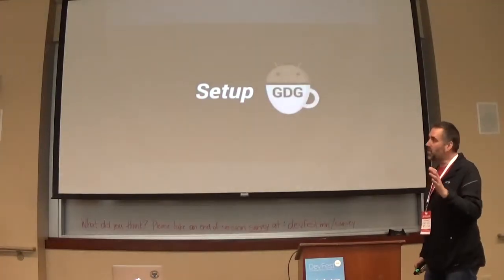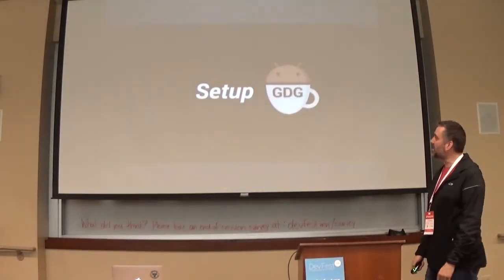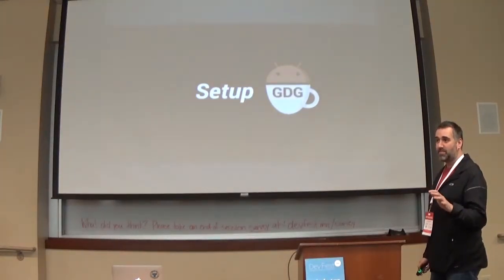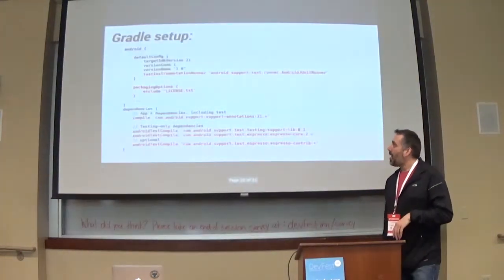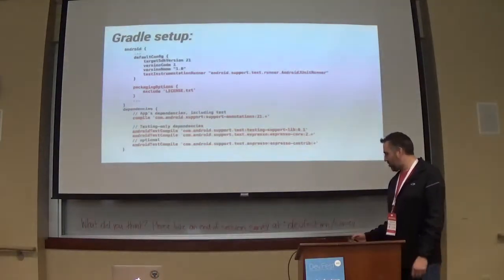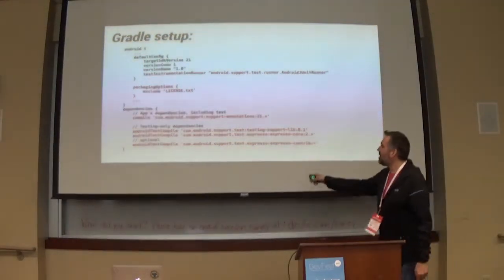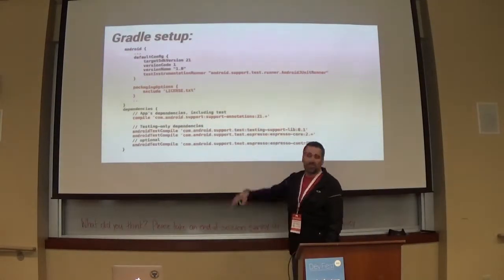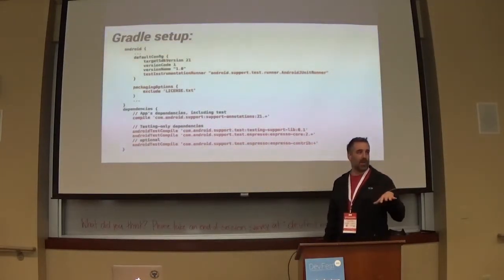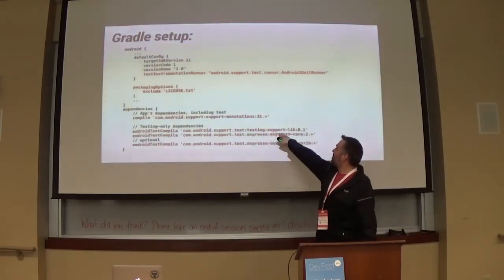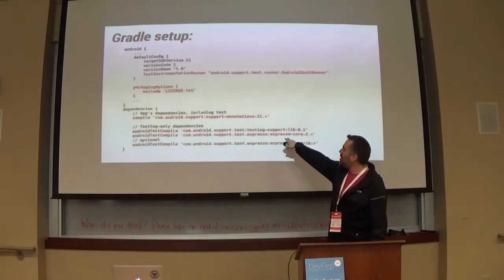So, before we start writing tests or start showing you tests, you kind of got to get set up. And luckily with 2.0, this is way easier than it was before. First part is to work with your Gradle. And I'm going to start down here first. You need to add the annotation library to both your app and your test. You're going to want to add the support library for testing, as well as the Espresso core.